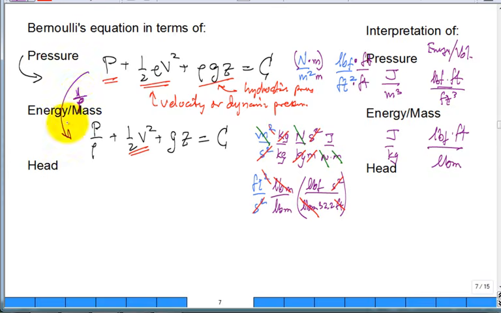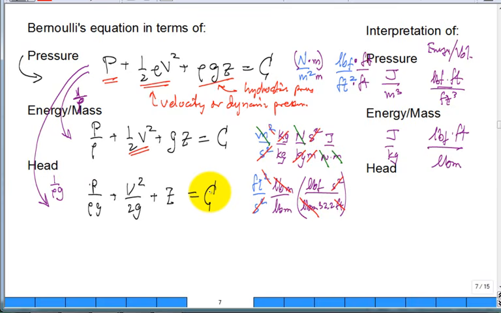There's another way. You could take Bernoulli's equation and express it not in terms of pressure, not energy per unit mass, but in terms of head. How do I do that? Well, I'll take the original equation and divide by rho g. So the equation will be P divided by rho g plus V squared over 2g plus Z is equal to a different constant. Have you seen Bernoulli's equation written in any of these 3 forms?